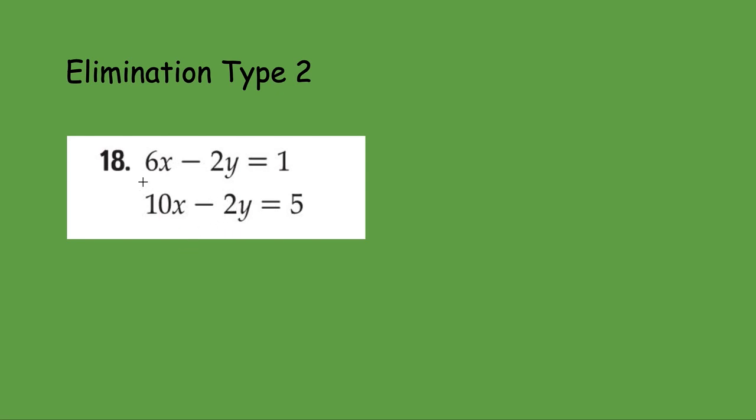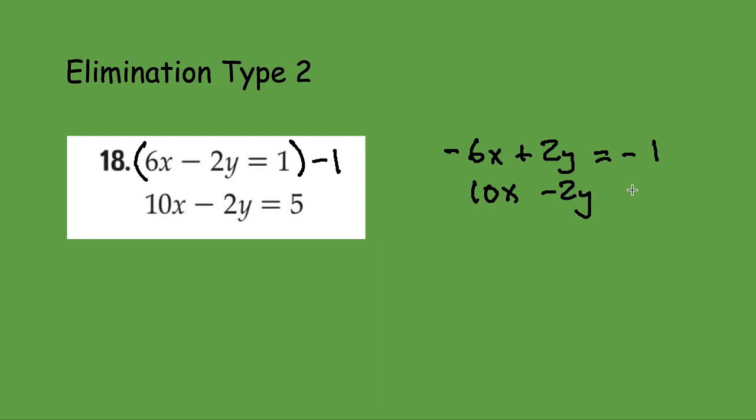All right, so let's multiply this top one by -1. And so then let's rewrite it. So this becomes -6x, and then -1 times -2y is positive 2y. And then -1 times positive 1 gives me -1. And then I'm adding that to 10x minus 2y equals 5. And so I did nothing to the other equation. I just left it alone. Now we've got positive 2 and -2. Those are going to cancel. That's what we want. So do that right off the bat.